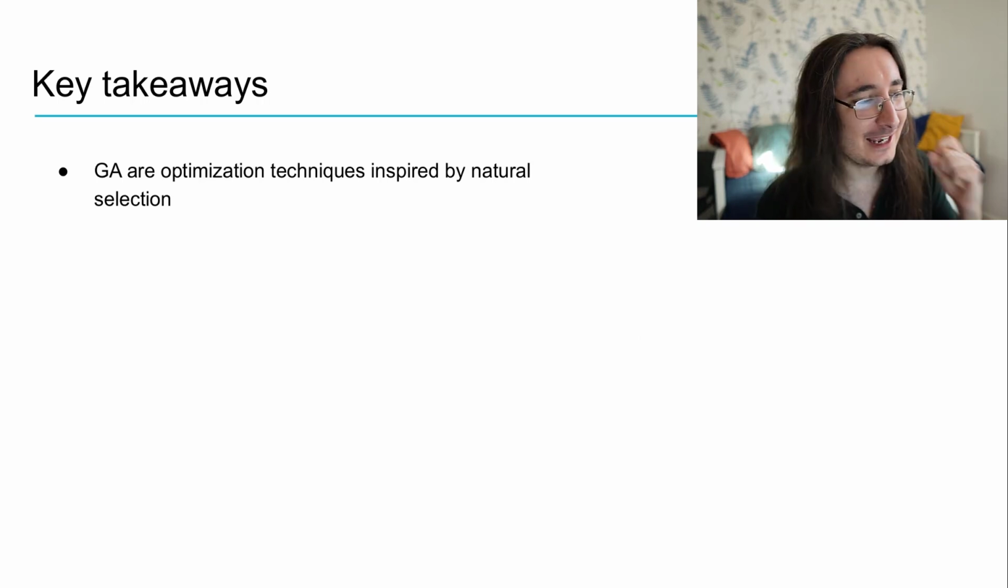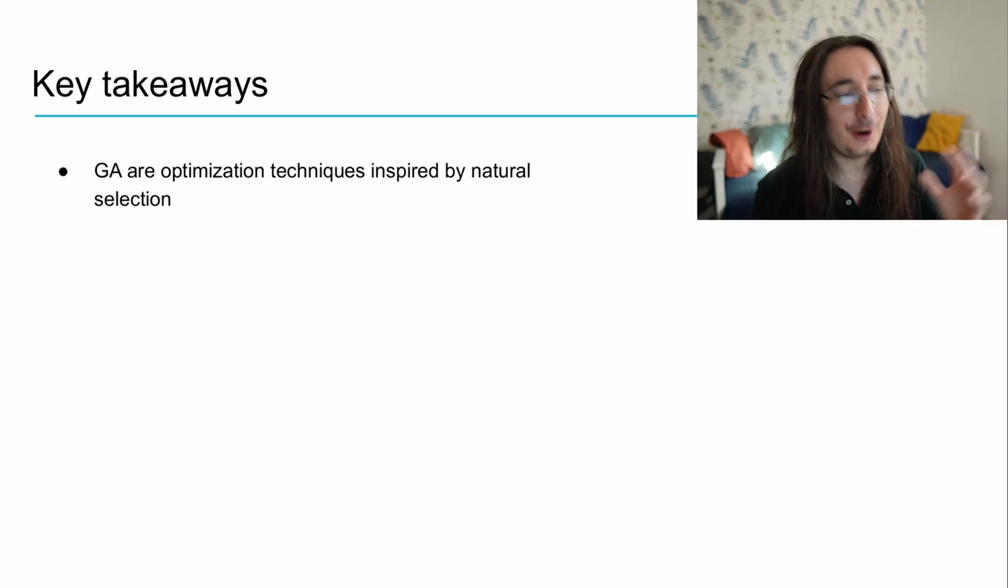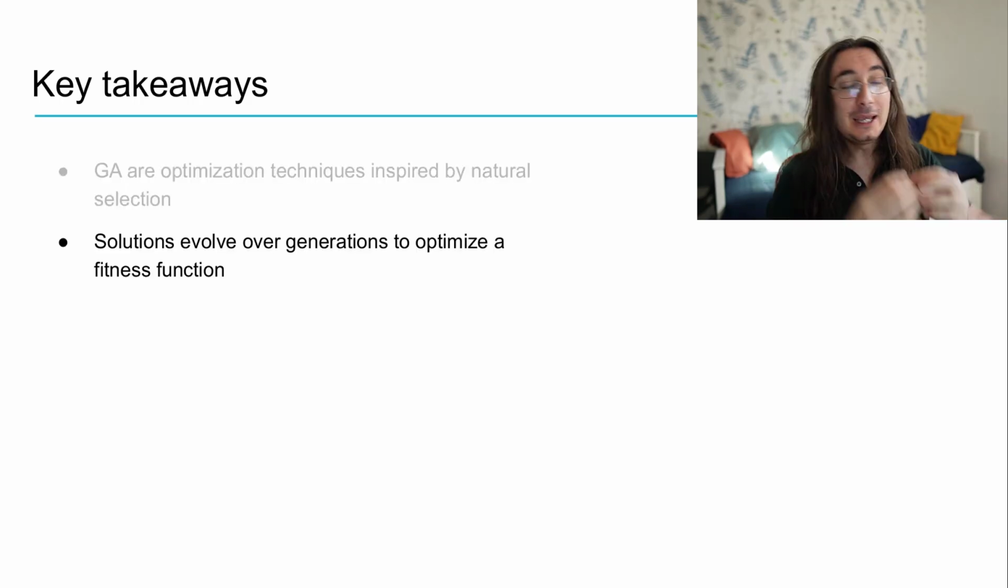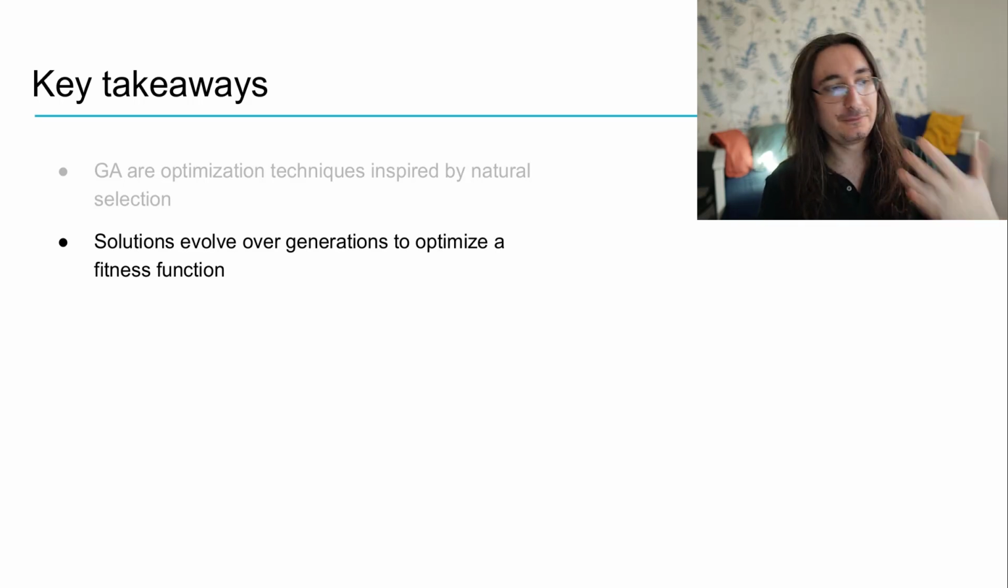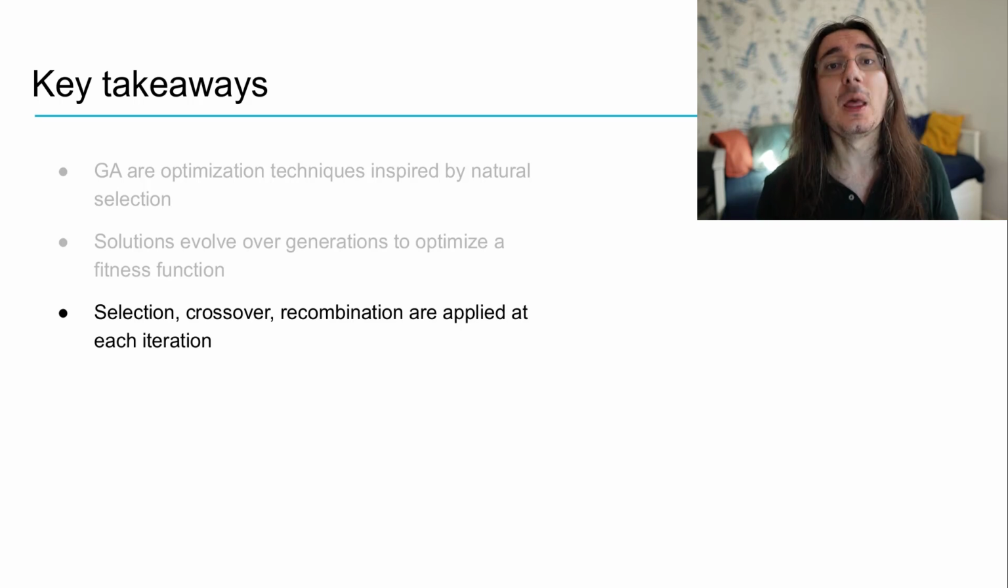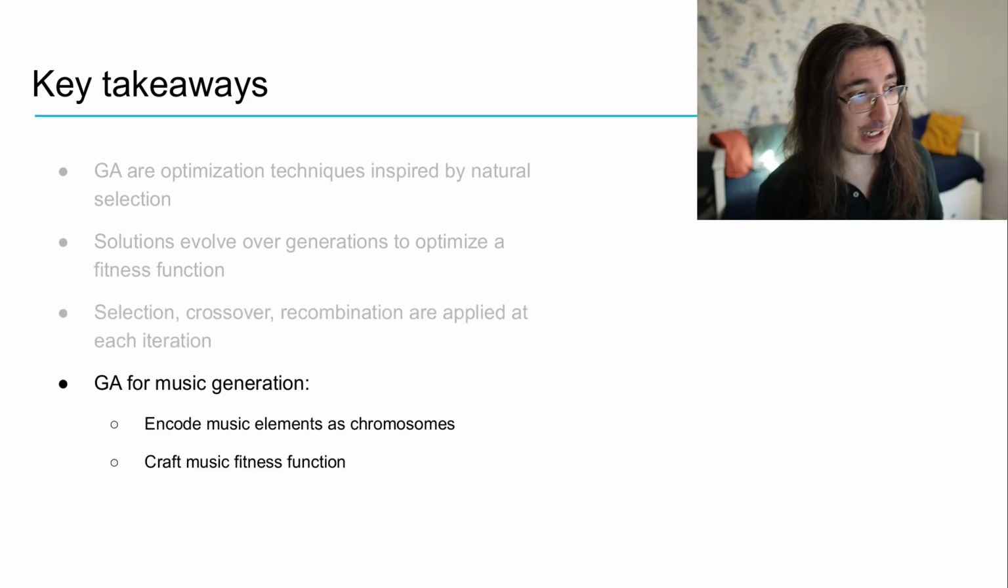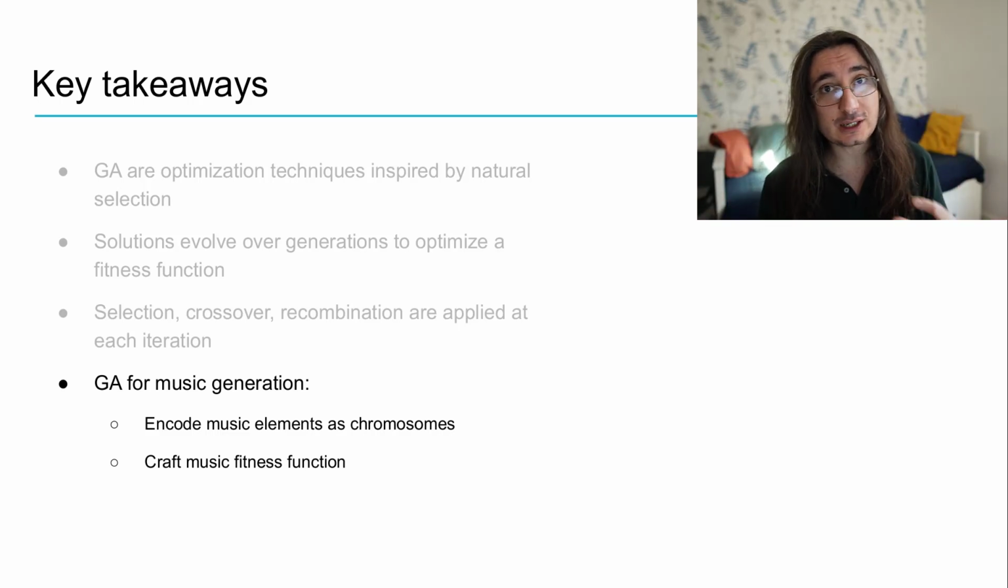Okay, folks, we are at the end of this lecture, and let's wrap it up by looking at the main points that we made throughout the video. First, genetic algorithms are optimization techniques inspired by natural selection, as we saw. A population of solutions evolve over generations to optimize a fitness function. While we run a genetic algorithm, we apply three main genetic operators, and these are selection, crossover, also called recombination, and mutation.